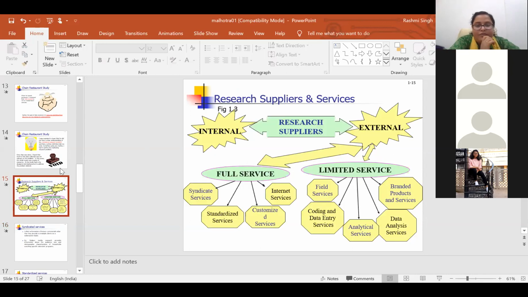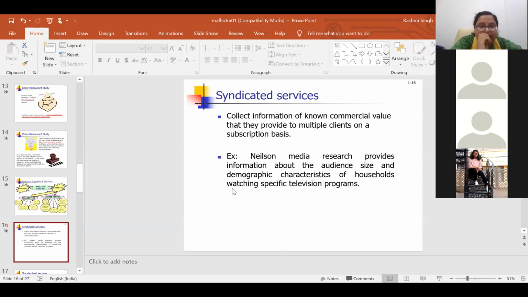So first, in case of this full service provider, there is syndicated services. Syndicated services collect information of known commercial value that they provide to multiple clients on a subscription basis. Like Nielsen Media Research provides information about the audience size and demographic characteristics of households watching a specific television program. So syndicated services, they will provide you everything.